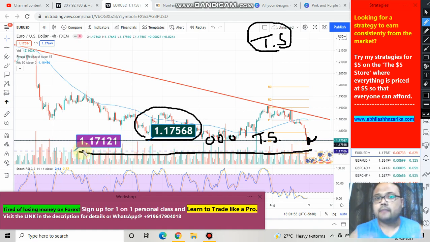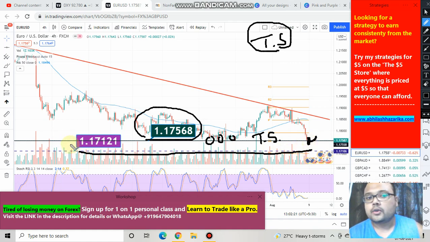1.1712 level. And my dear friends, I'll request you, if you do not have these lines in your charting platform, trading platform, then please draw these lines so that you can understand the market better, so that you can also do proper analysis. So if the market bounces from here, you can initiate a small position because right now the market is just standing at temporary support. Clear?